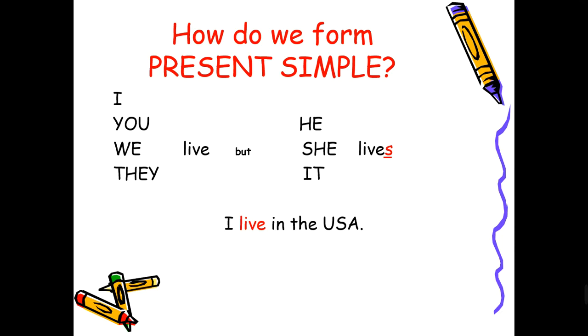But with he, she, and it, we use the verb plus s or ies or es according to the ending of the verb. Like, I live in the USA. Here we use the subject I plus the verb live. We don't add anything to the verb because the subject is I. She studies architecture. Here the subject is she, and that's why we add s to the verb. But the verb here, studies, ends with y. That's why we change the y to ies.